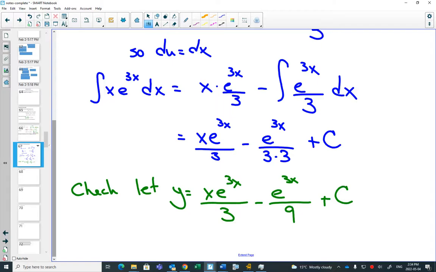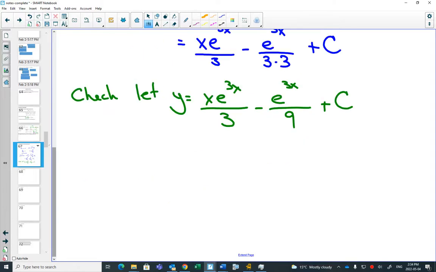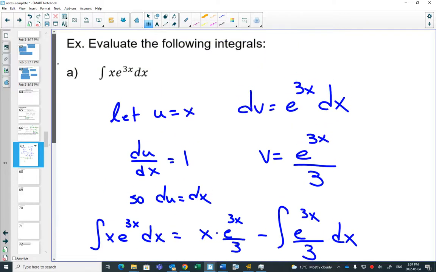Let's check if we got it right. If you wanted to check if you got it right, you'd have to take the derivative. So in other words, I'm going to find y prime here. And if, by chance, it equals what was in here originally, does that make sense that we were right? Okay?